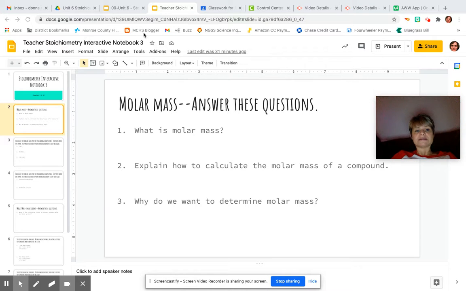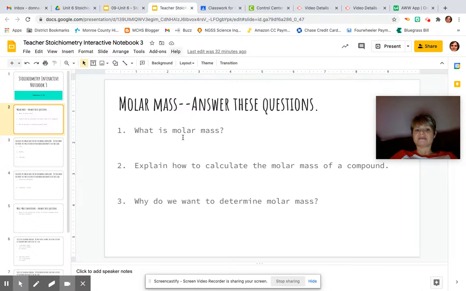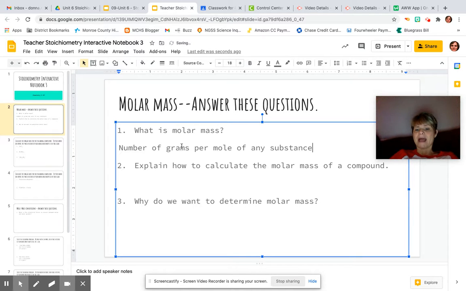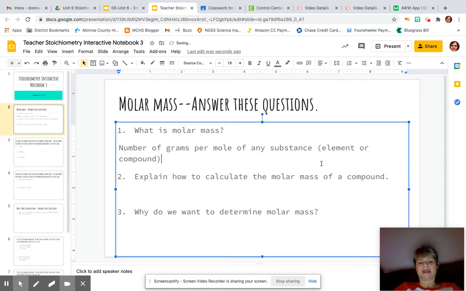Well, what is the molar mass of a compound? The molar mass is the number of grams per mole of any substance. So when we calculate the molar mass, what we're calculating is the number of grams that are in 1 mole of that substance. And again, when we're talking about a substance here, that's going to be an element or a compound. That's what we're looking at here.